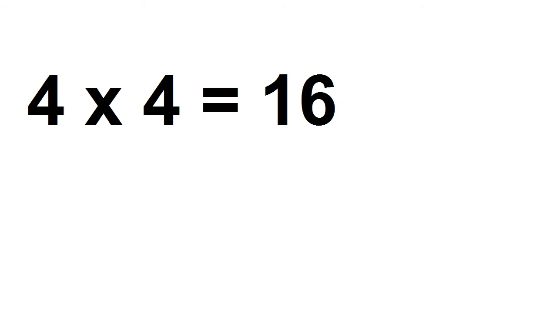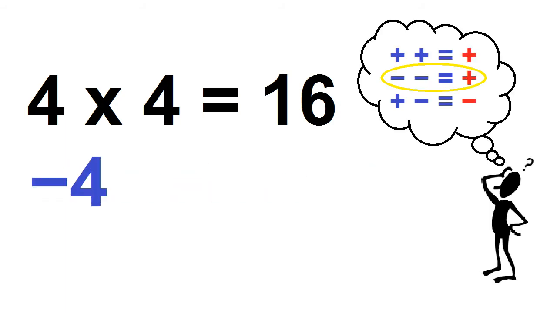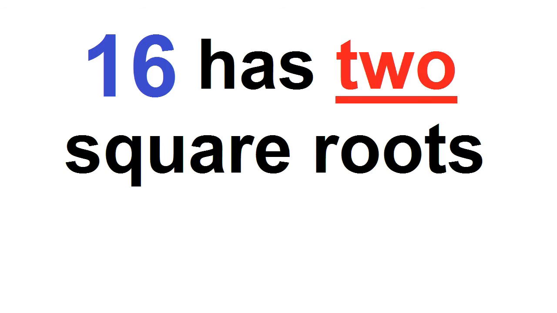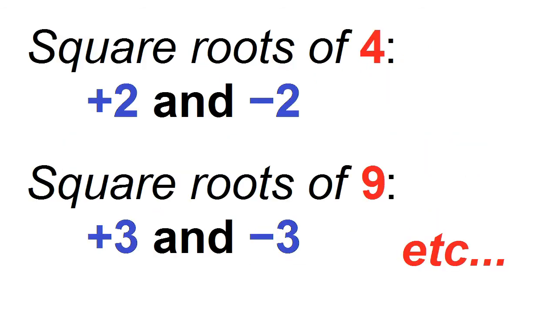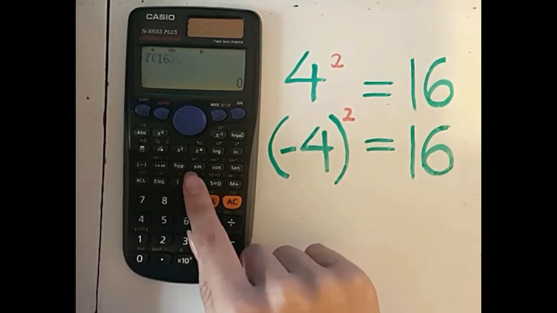Before we wrap this up, there's one more thing about roots that needs to be explained. 4 times 4 is 16, but what about negative 4? Two negatives make a positive, so negative 4 times negative 4 is also 16, isn't it? This means that 16 has two square roots, 4 and negative 4. Every number greater than 0 has two square roots, a positive one and a negative one. But if we go to our calculator and use the square root sign, it only ever shows us the positive one.